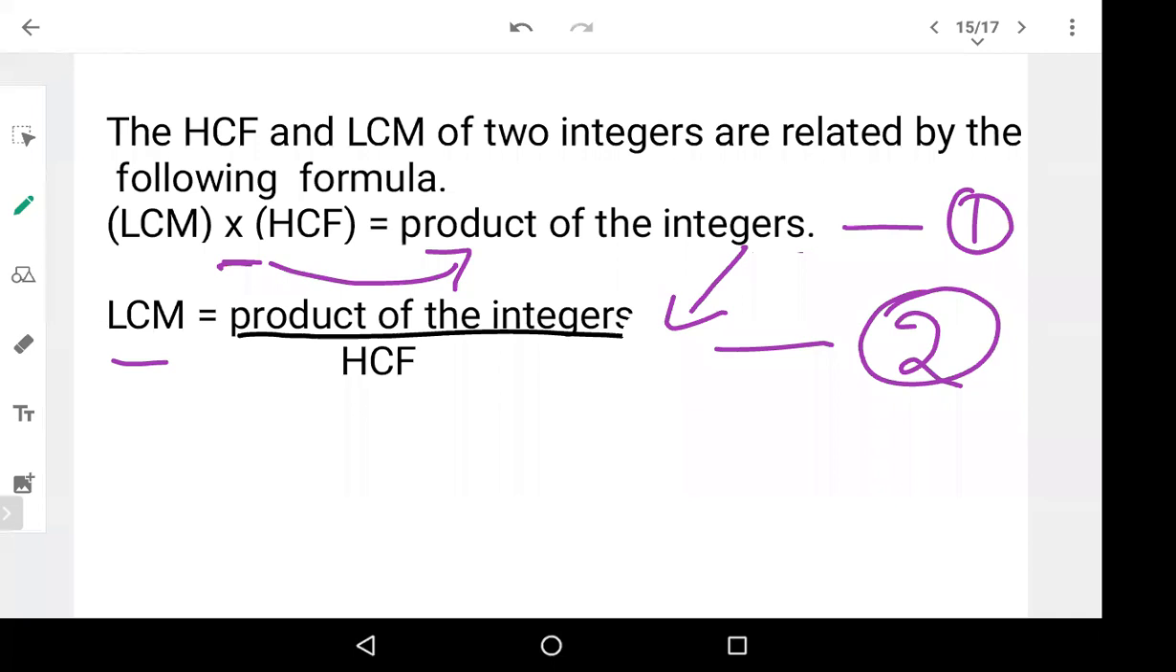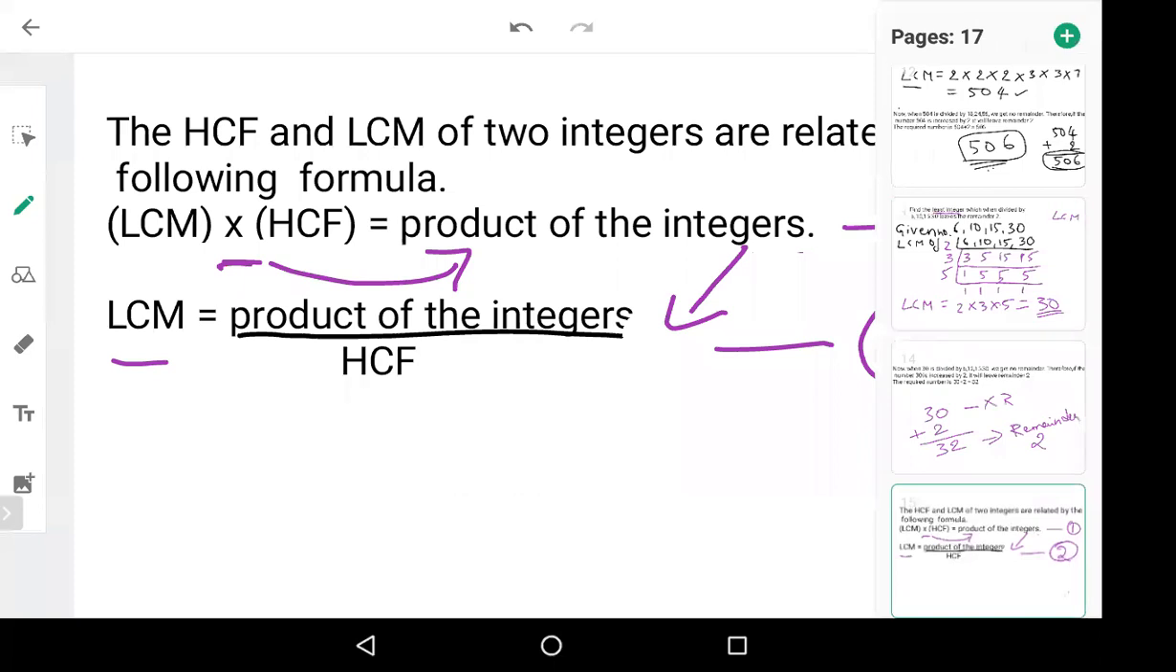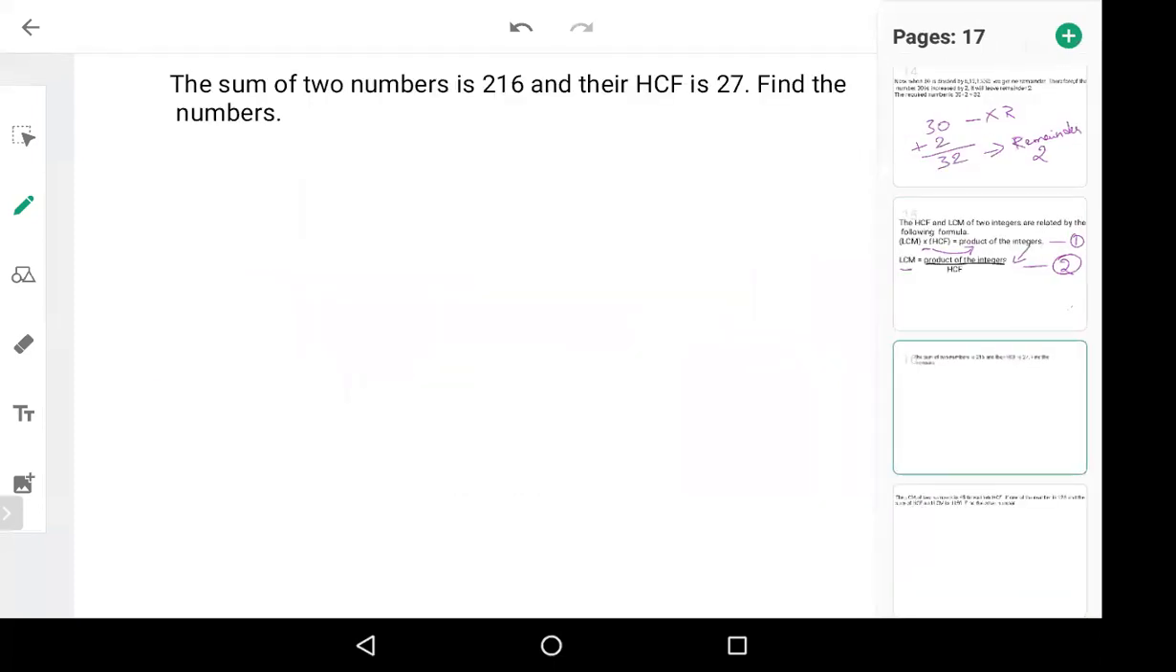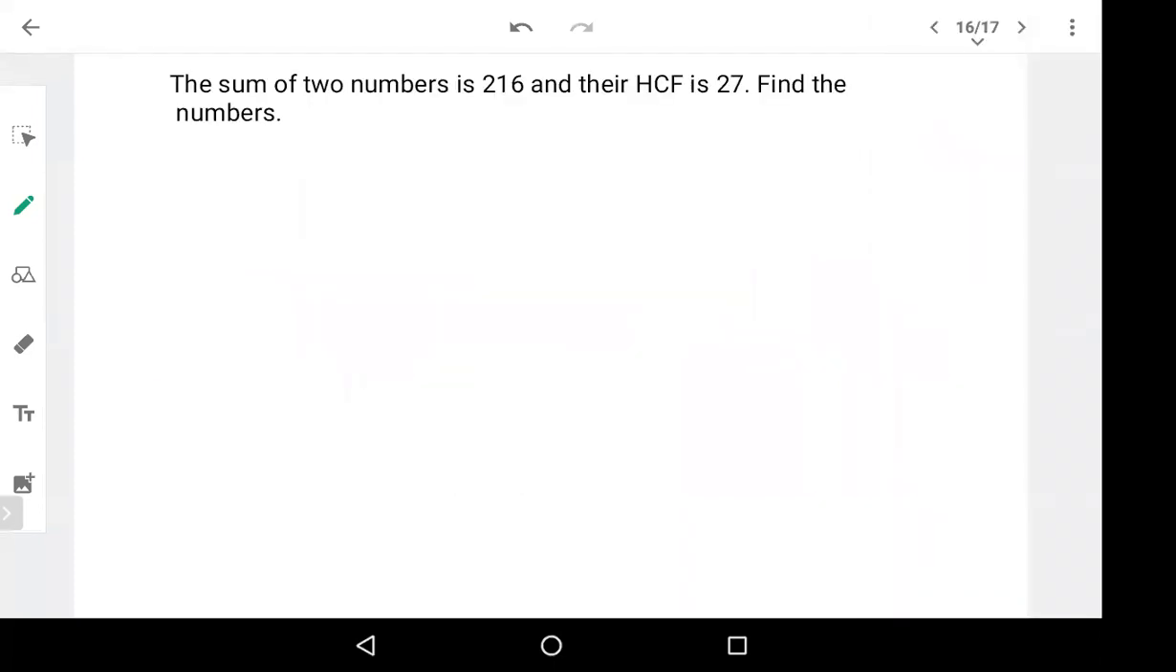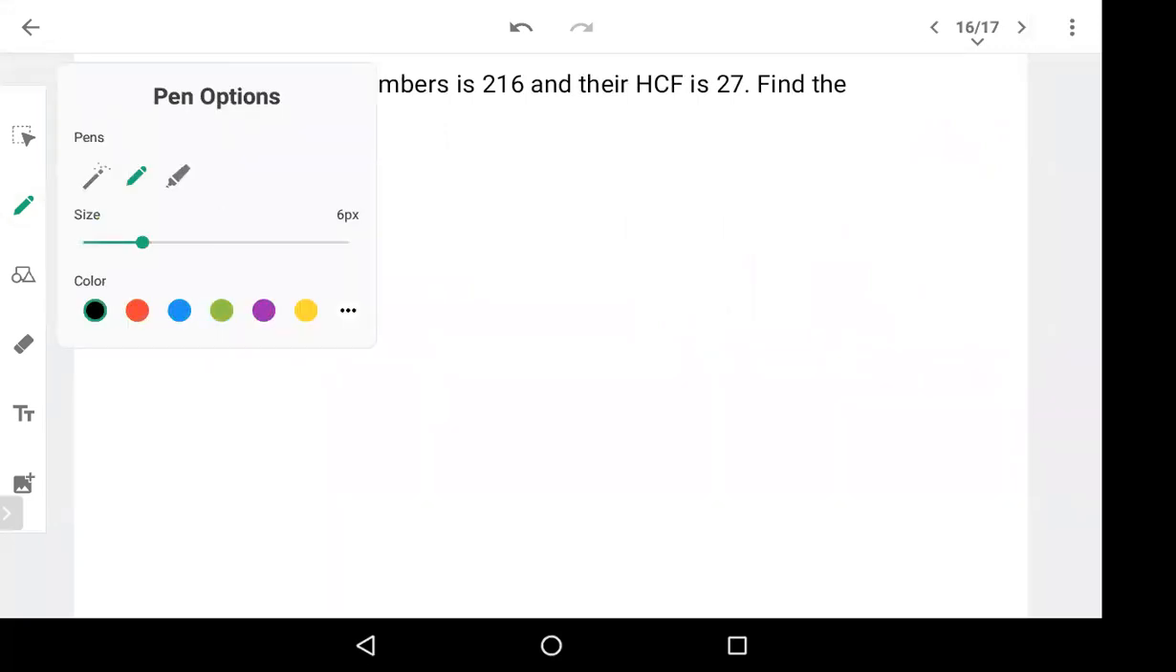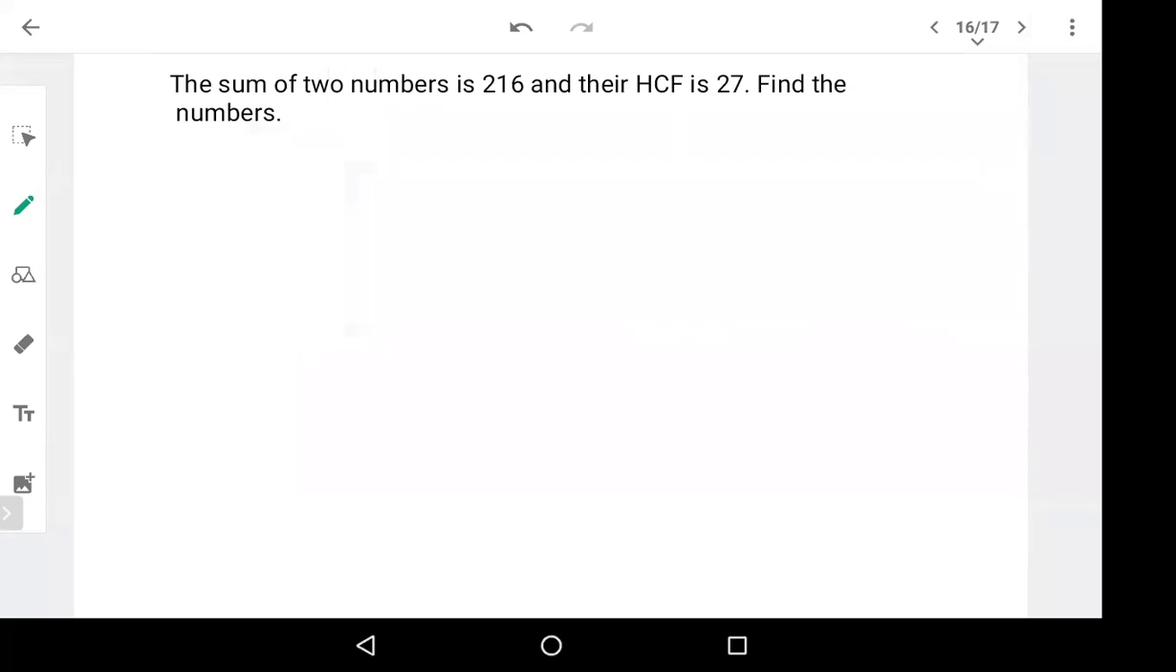Okay, now let us go to the problems. We'll go to the problem and solve one of them. Now read the problem thoroughly first. The sum of two numbers is 216, and their HCF is 27.